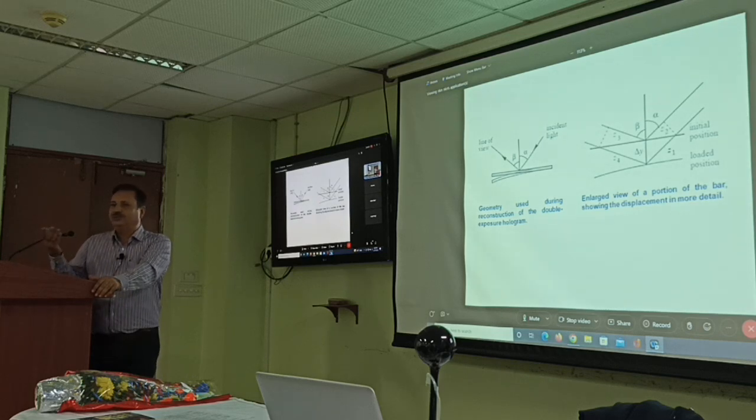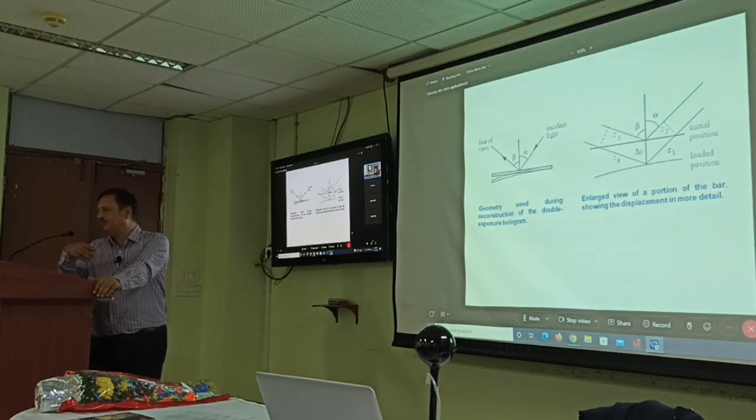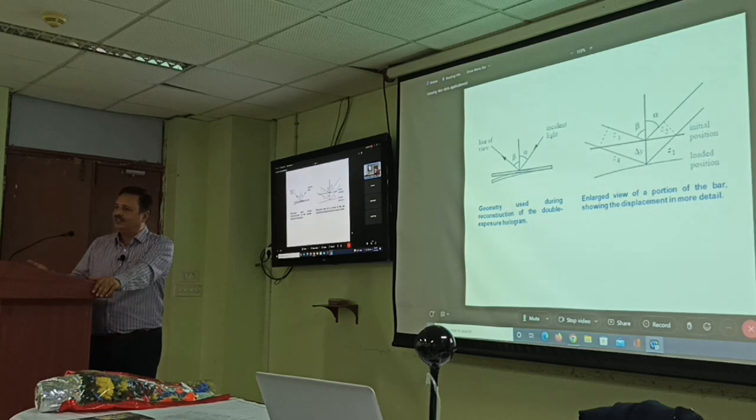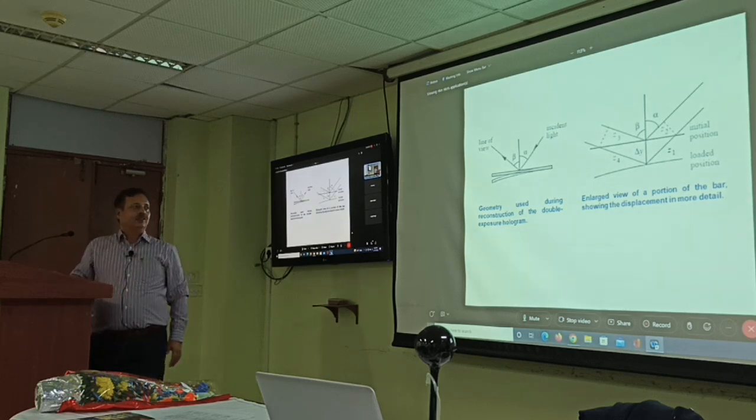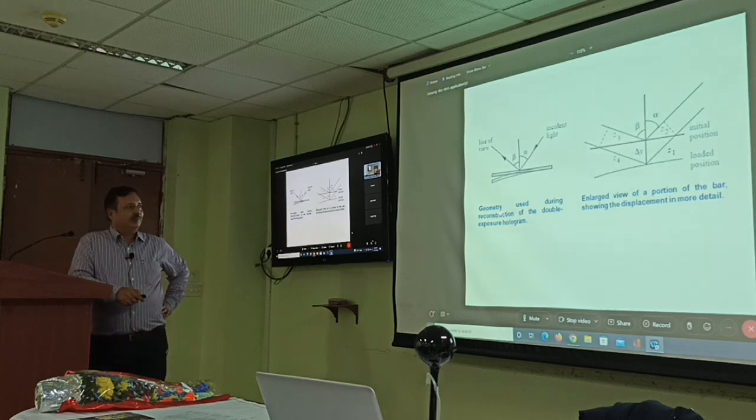I think you should take this also as an assignment: simple recording and reconstructing of a Fourier hologram, and recording and reconstructing of a fractional Fresnel hologram. You can again use the fractional Fourier transform and record a fractional hologram, like that. So here again you can use different geometries.